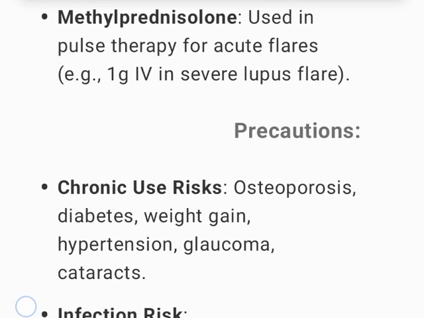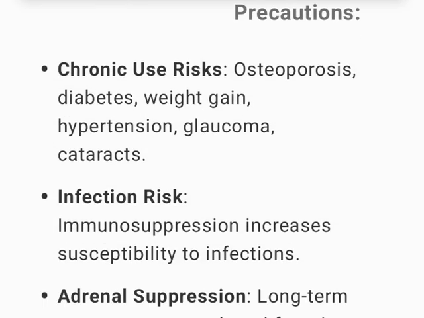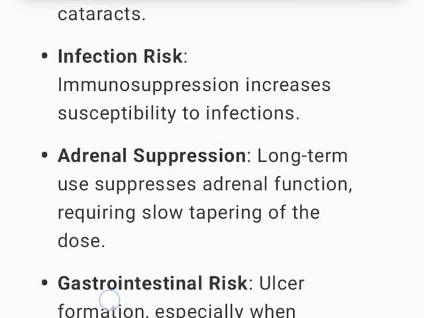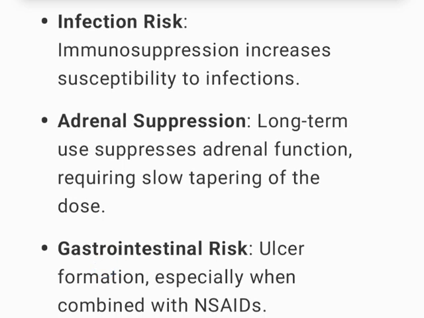Methylprednisolone, used in pulse therapy for acute flares, e.g. 1 gram IV in severe lupus flare. Precautions: chronic use risks: osteoporosis, diabetes, weight gain, hypertension, glaucoma, cataracts. Infection risk: immunosuppression increases susceptibility to infections.